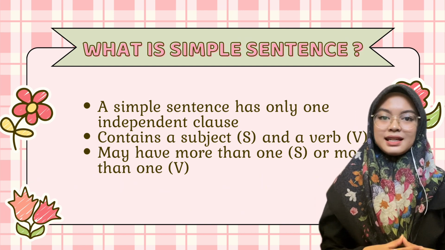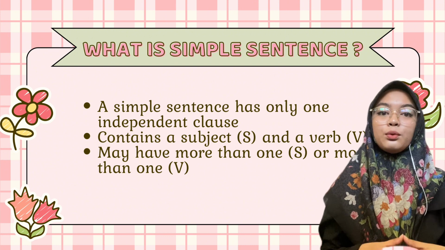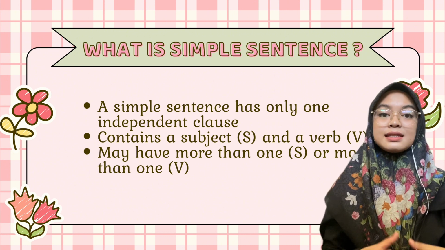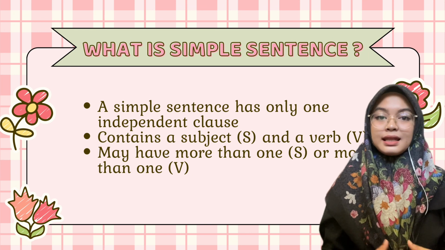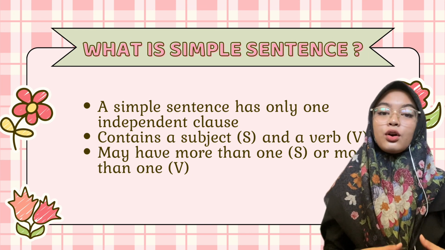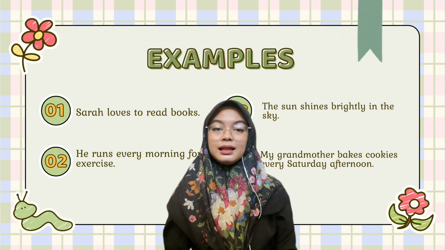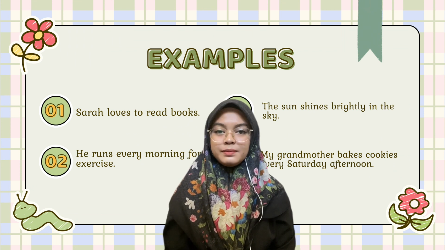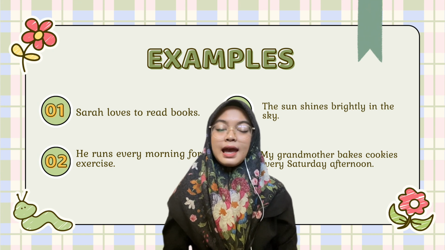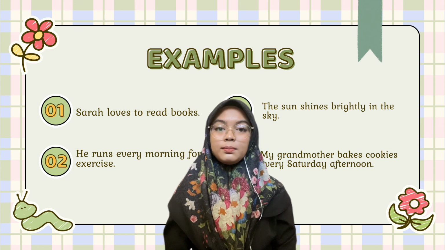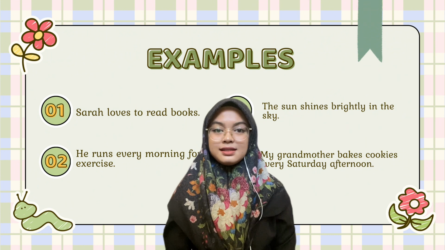Alright, as we were discussing, a simple sentence has only one independent clause that contains a subject and a verb. A simple sentence may have more than one subject or more than one verb. Now, let's take a look at some examples of simple sentences. For the first sentence: Sarah loves to read books. In this sentence, we have one subject and one verb, and this sentence can stand alone as a complete thought. We can fully understand what Sarah loves to do. So this is a sample of a simple sentence.